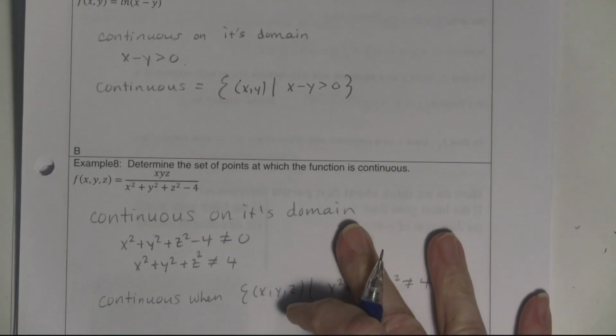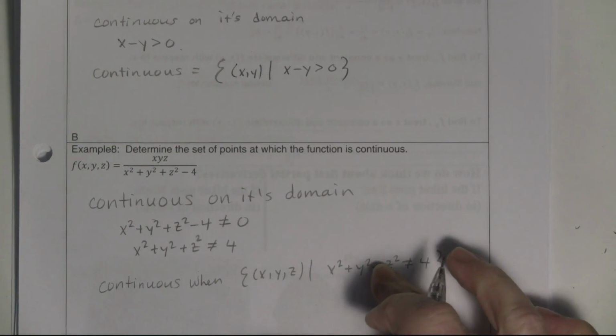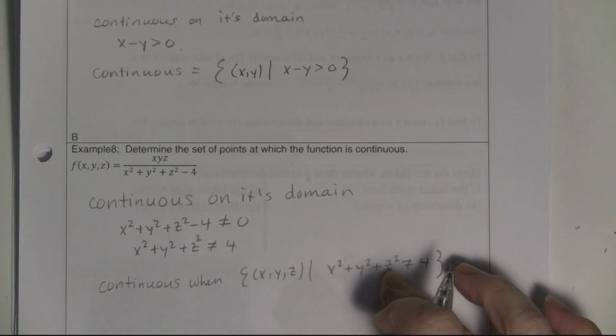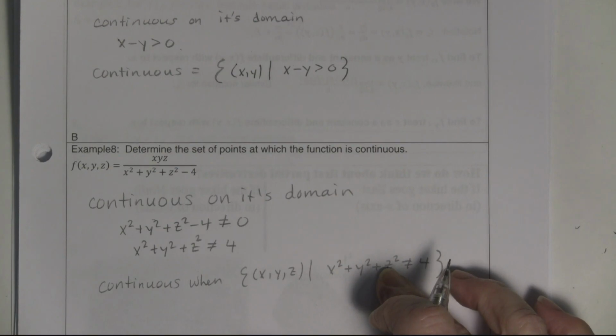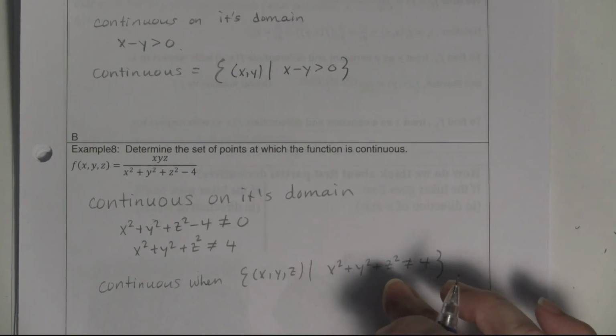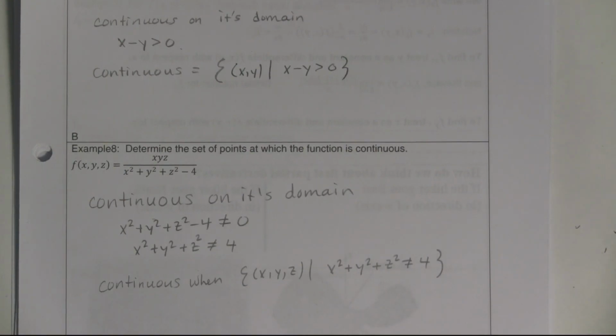So I think that means that this is a sphere, right, with radius 2. So that means that it's continuous except for on the sphere of radius 2.